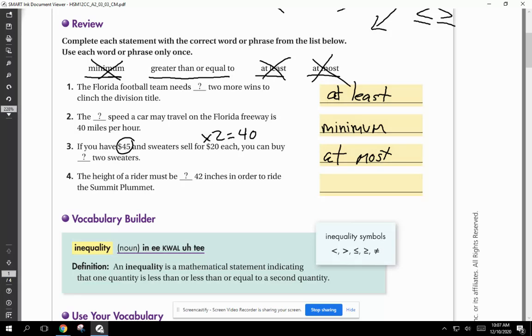The height of a rider must be greater than or equal to 42 inches in order to ride the Summit Plummet. And this sounds like a roller coaster, right? And you've all been to roller coaster parks, and you have to be a certain height to ride rides or go down water park rides and all that. Greater than or equal to. There we go. Vocabulary builder.